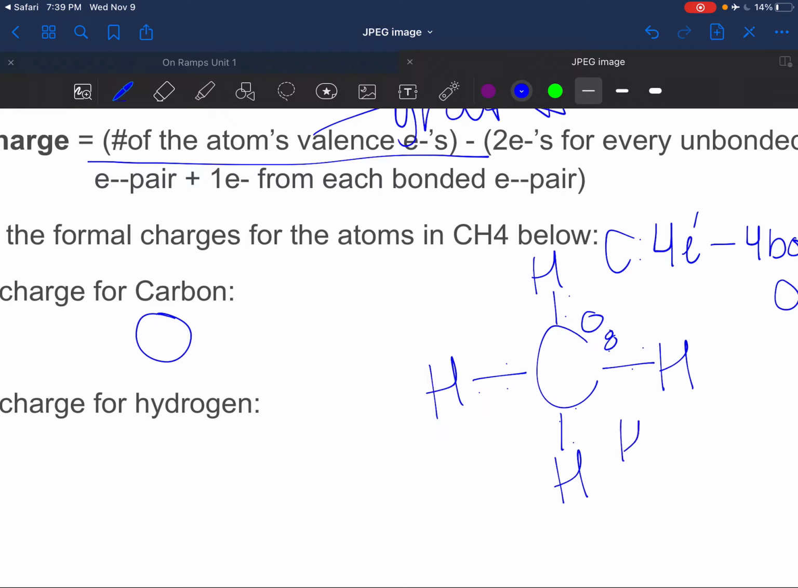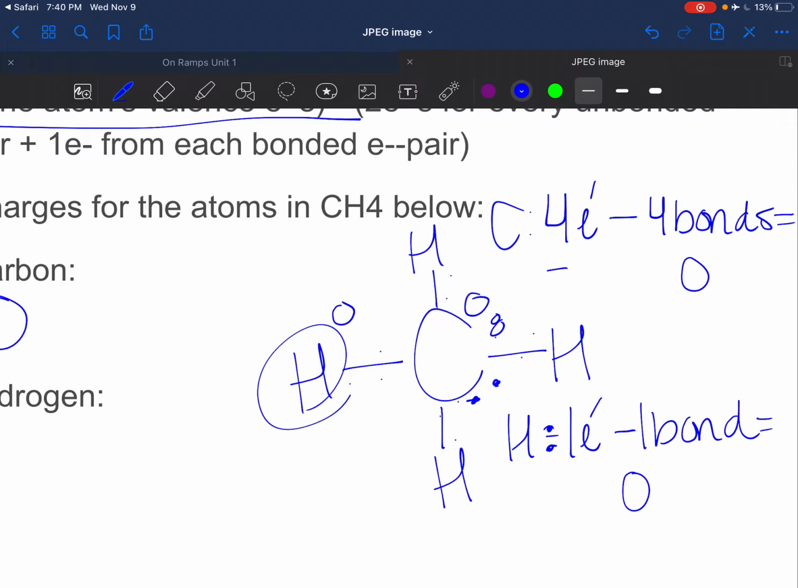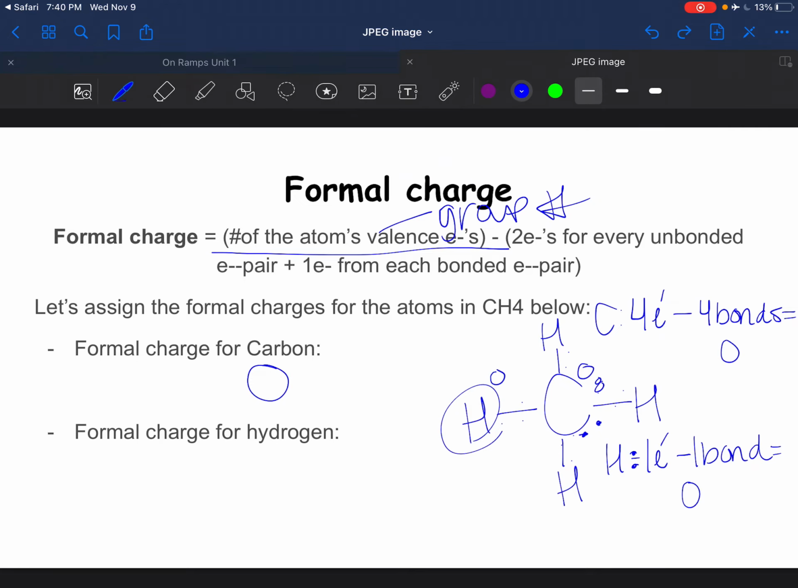This is for carbon. Now for hydrogen, hydrogen has 1 valence electron. Then we're going to minus every bond to that hydrogen. Just looking at one hydrogen, it has 1 bond, so we're going to minus 1 bond, which equals 0. So hydrogen also has a formal charge of 0. If it had a lone pair like that on the carbon, you would minus each electron. So not only would you do 4 bonds, but you would minus 2 electrons. But it is not. Okay, that is how you do formal charge.